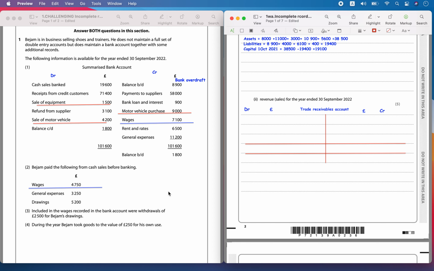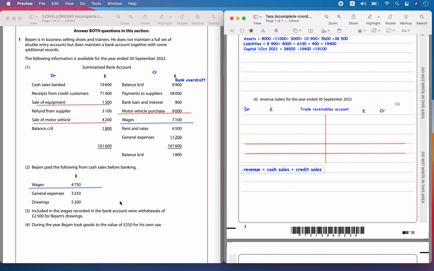Hello, today we are going to solve October 2022 paper, question number 1, part 2. We have to calculate revenue sales for the year ended 30th September 2022. So let's solve this. The total sales for the year, revenue, is equal to cash sales plus credit sales. So you add both of them, then you get the total revenue for the year.